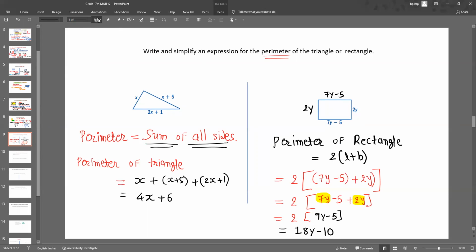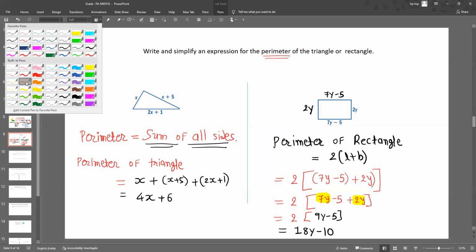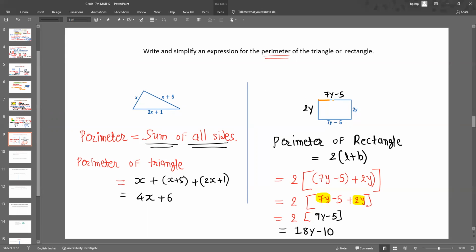And perimeter means this boundary, the sum of all sides. This means I can draw this orange line. So that is also the length around this rectangle. Understand?